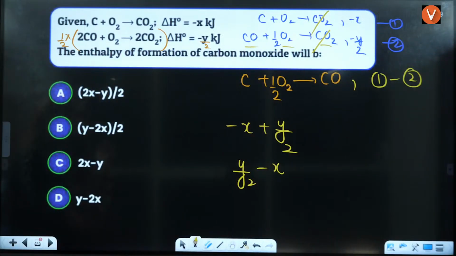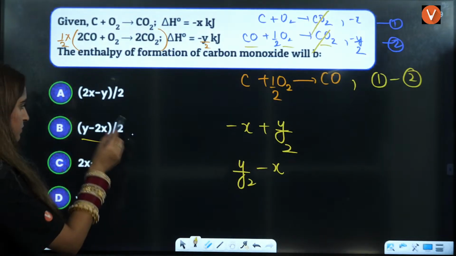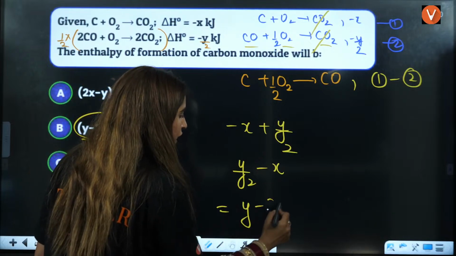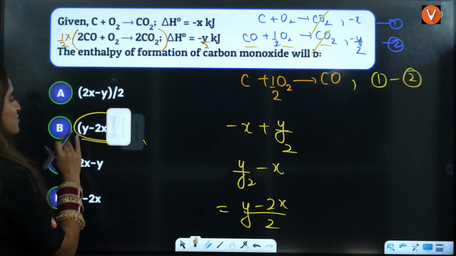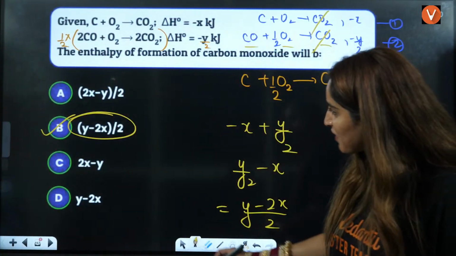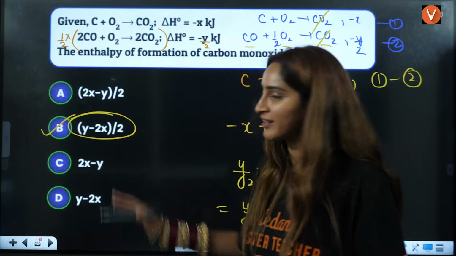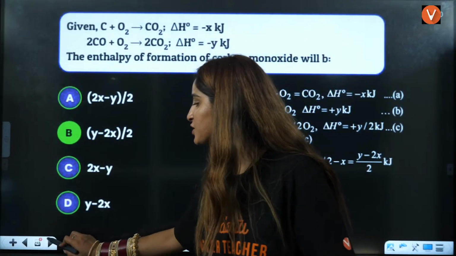Why can't I see any option here? Y by 2 minus X. Oh, this is the equation. Acha, they have taken LCM here. Y minus 2X by 2. Okay, it was there in front of me only. I was looking at why they have not given 2 here, they have given 2 here. So Y minus 2X by 2, that is B, is the correct answer.